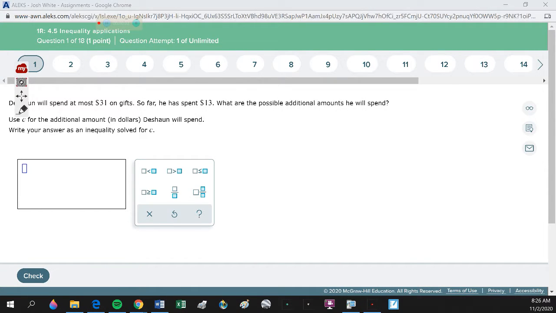Today we're doing 4.5, which is inequality applications. So this says Deshaun will spend at most $31 on gifts. So far he has spent 13. What are the possible amounts that he will spend?